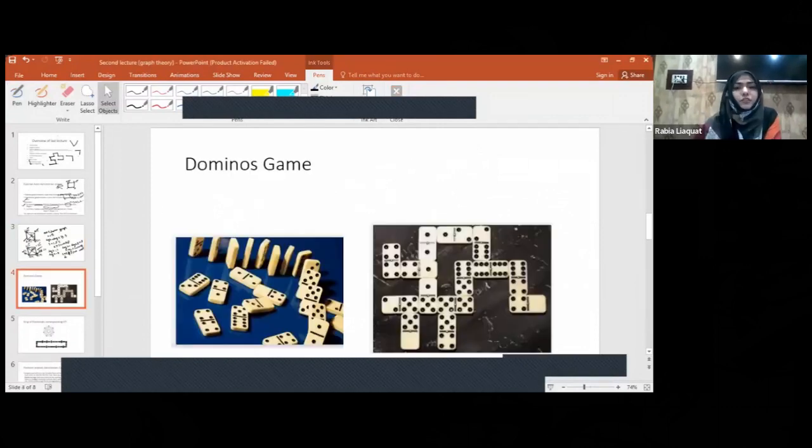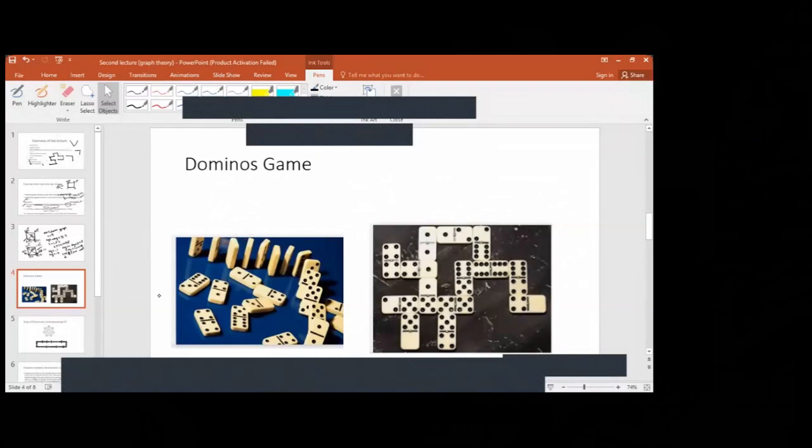Next is an application of Eulerian graphs. We can solve a problem through an Eulerian graph. First of all, this is a real life problem, the dominoes game. Let me start with the dominoes game. Dominoes is a family of tile-based games played with gaming pieces, commonly known as dominoes. Each domino is a rectangular tile like this.